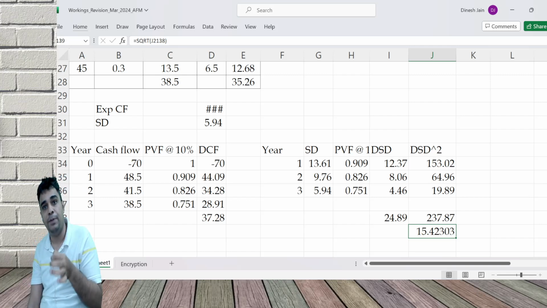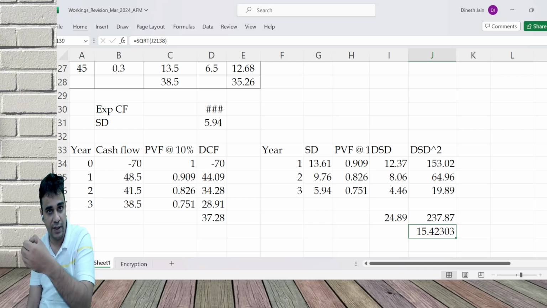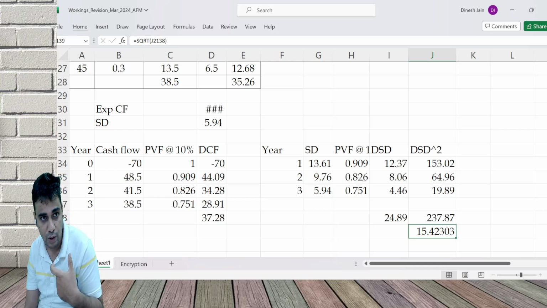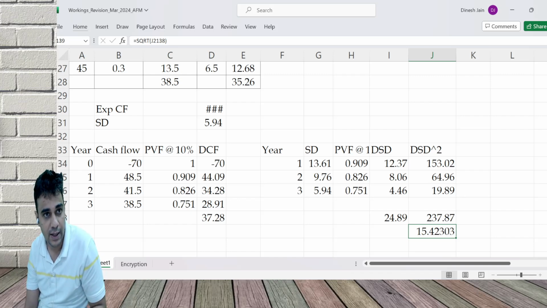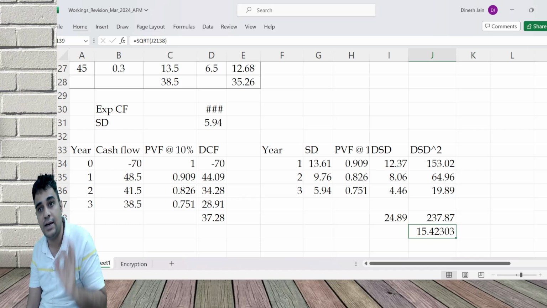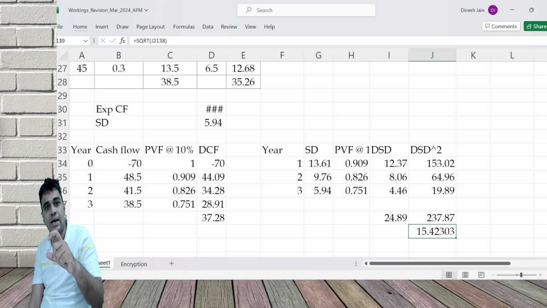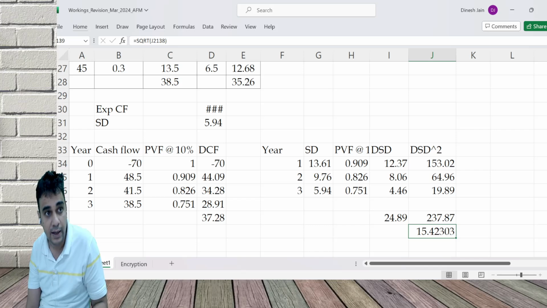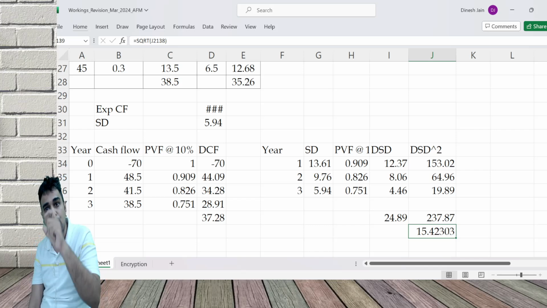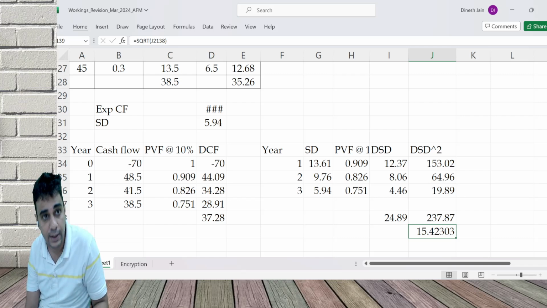Then you have to calculate NPV. For NPV, you can do year, cash flow, PV of DCF. You can do 1 to 5 annuity factor. Then standard deviation, 1 separately, 2 separately, 3 separately, 4 separately, 5 separately. Discounted standard deviation and discounted standard deviation square. Total of discounted standard deviation is the SD if cash flows are dependent, and total square root of discounted standard deviation square is the SD if cash flows are independent.